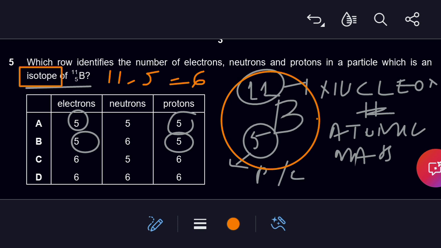So when they are talking about isotopes, the neutron number will be different, because isotopes are atoms of an element that have the same atomic number but different mass number, or that have the same electrons and protons but different neutrons. So over here, due to this information, option A will be correct, because it has 5 electrons, 5 protons and 5 neutrons, because this particular atom A will be the isotope of atom B.